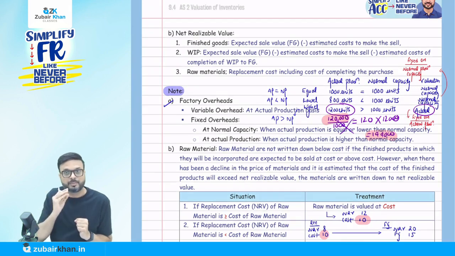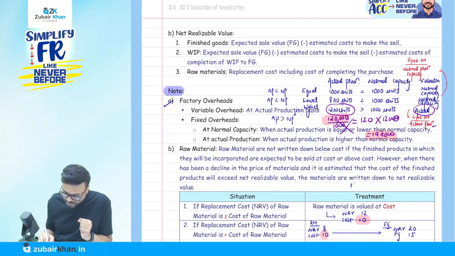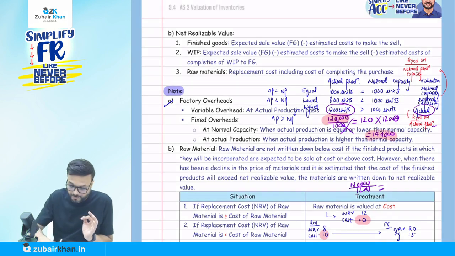What should we do? Let me tell you. They say use the actual production here. So in that case, 120,000, the total fixed overhead, divided by actual production, which is how much? 1200. So it will come to 120,000 divided by 1200. How much will it be? 100. It will be 100.